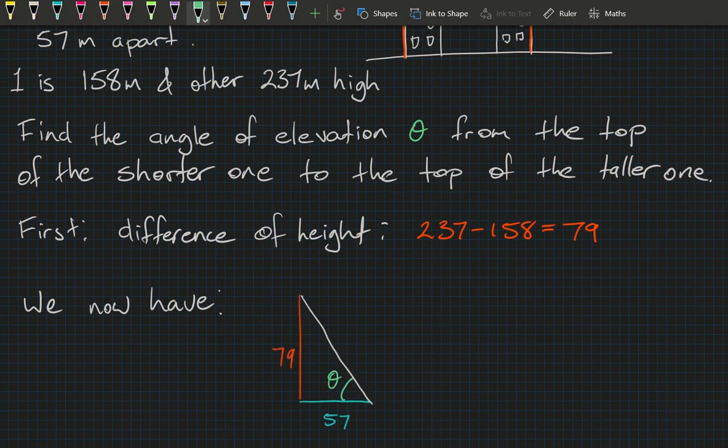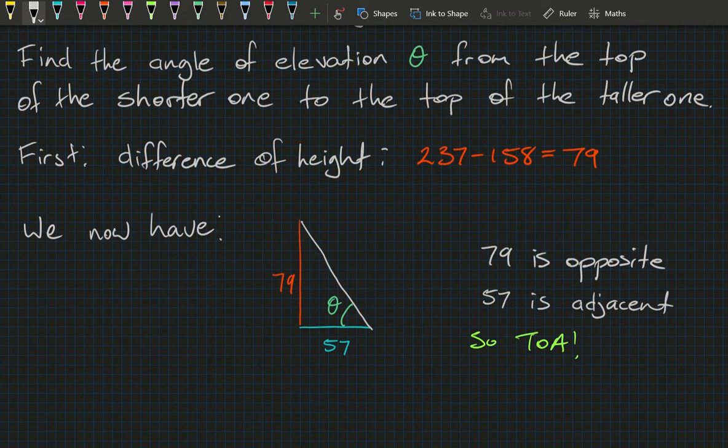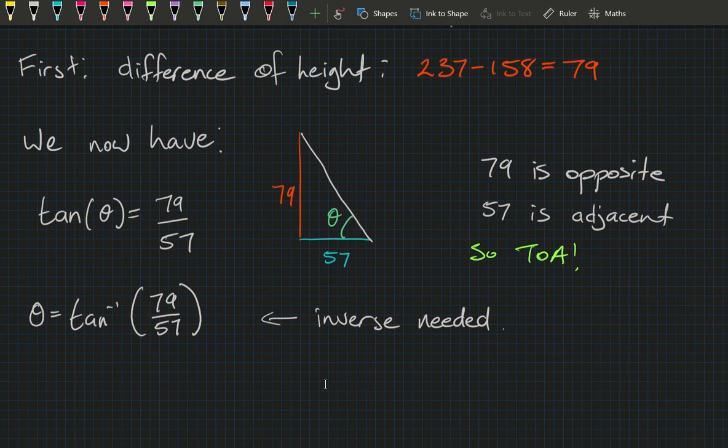And from the angle theta, 79 is the opposite, 57 is the adjacent. So we're going to be using TOA. In other words, tan of theta equals 79 divided by 57. So applying the inverse tan function to both sides, we now get theta is equal to inverse tan of 79 divided by 57. And of course, this is once again a calculator problem. Therefore, theta is equal to 54.1888, and so on. Or I could round it up to 54.19 degrees. Okay, so that's the example for this section.